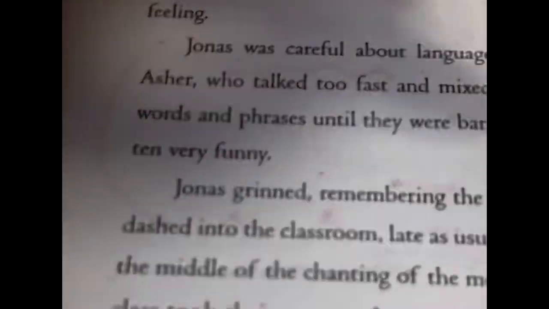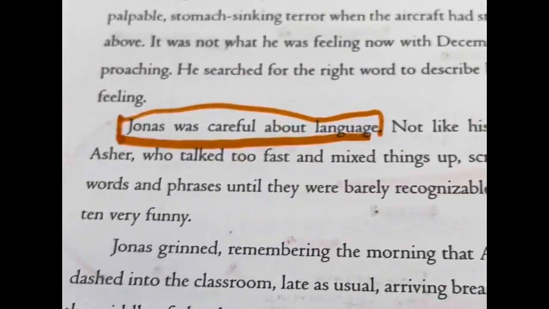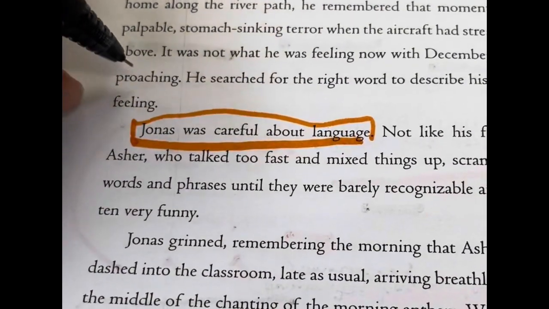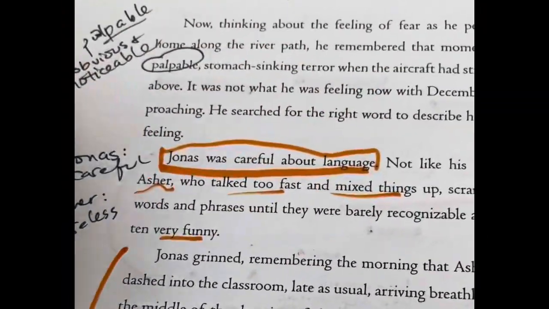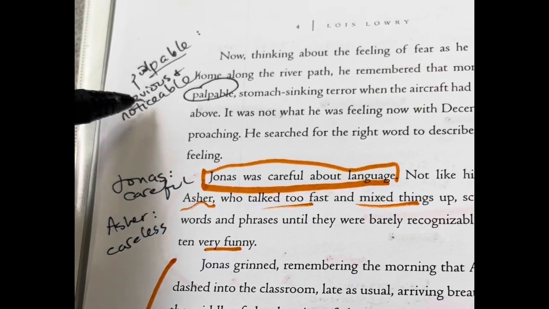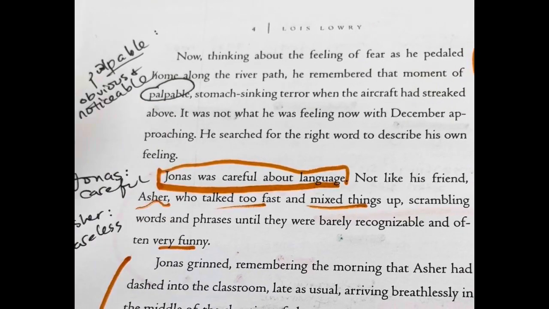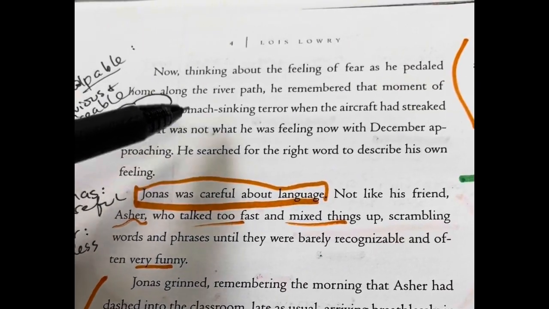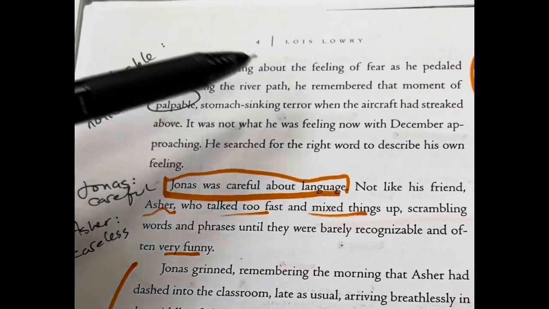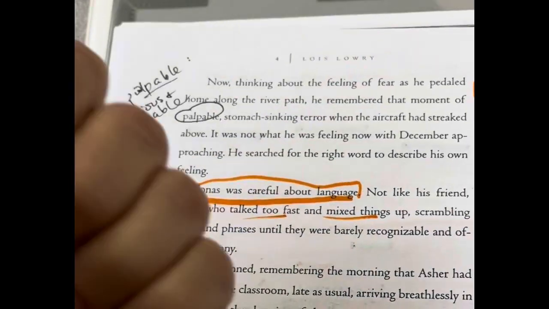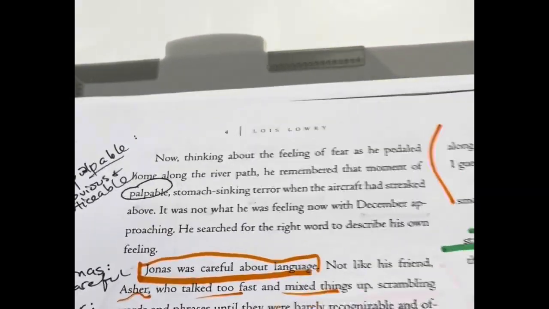All right, so what we've already seen, now the author is spelling it out. Jonas was careful about language, but I think we've got another word that you might want to define. Palpable. Okay, back to it. So that word palpable, one simple definition is just obvious and noticeable. Palpable also you could take literally to mean something that you can touch. So if he has a palpable terror, it's a very strong feeling of terror, so much that you could almost hold it in your hand. All right. And that's not what he was feeling now with December approaching.